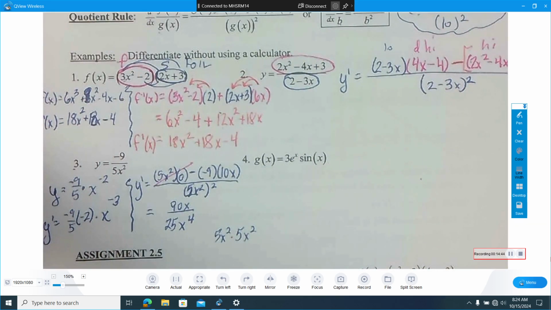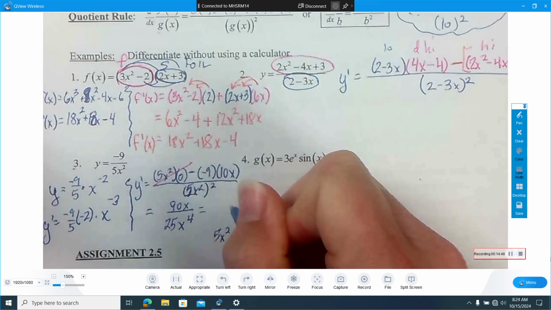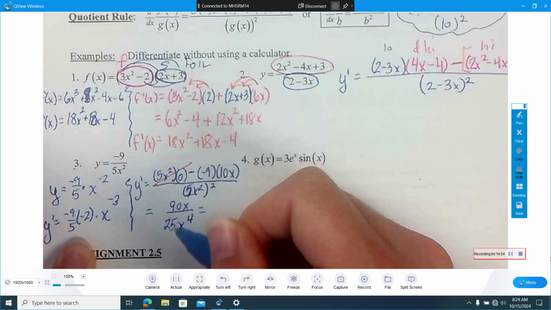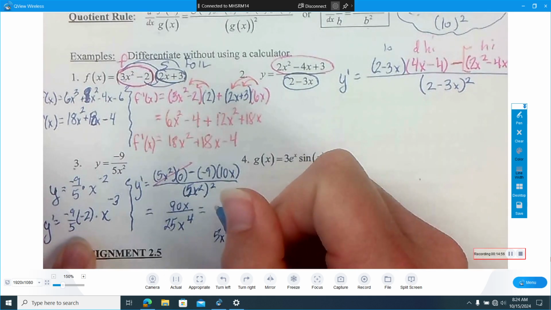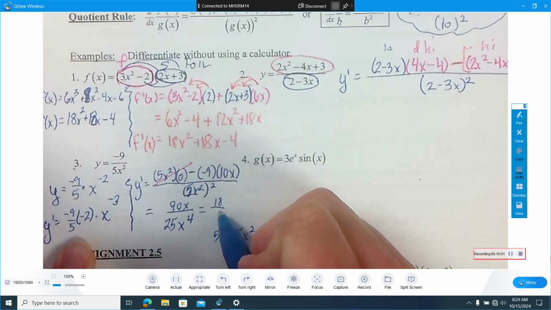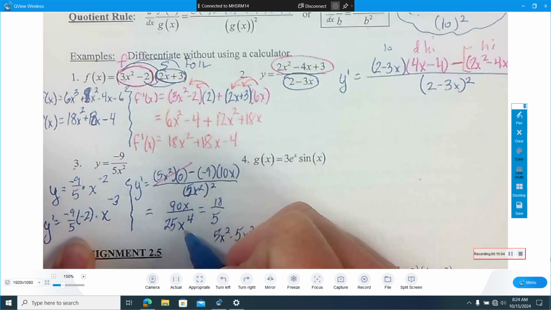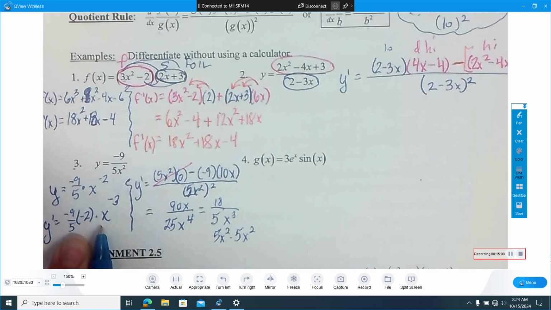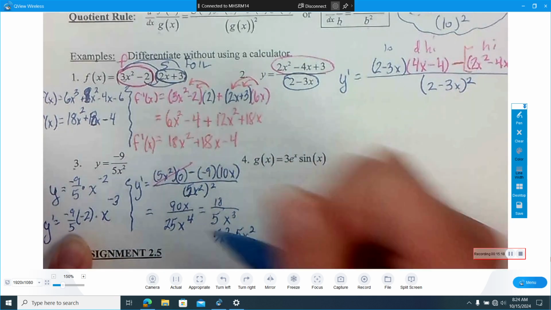Okay. Are they the same? That actually cleans up. So these reduce by 5. So 90 divided by 5 is what, 18? And then 25 divided by 5 is 5. X on top, x to the 4th on bottom, that would be x cubed underneath. And that is the same as this. Interesting, yes? Okay. So there we go.